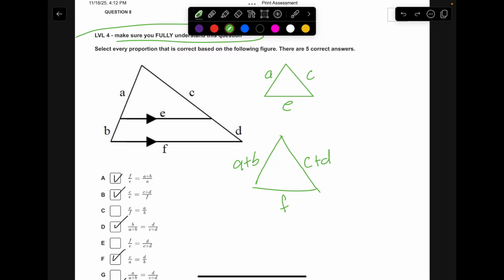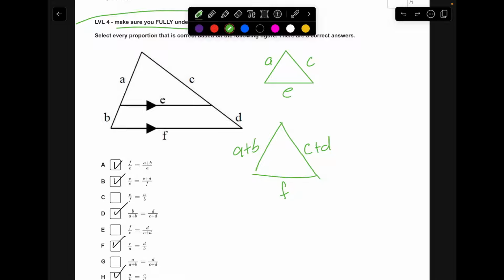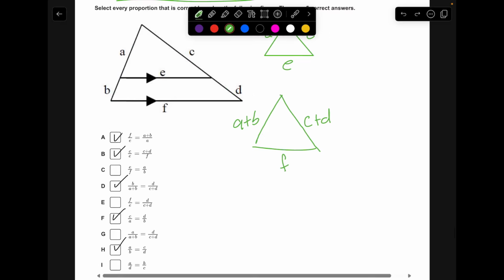So if you focus on the first part where it says B and A plus B, if I do bottom over whole side, I've got to do bottom over whole side. As long as I do the same exact corresponding order, I'm in good shape. F over E, now we're talking about triangles again, equals D. There's no D on this triangle, guys. So no, no, no. C over A, that's right over left, equals D over B, right over left. Yes, non-parallel lines, we can do any combination we want.